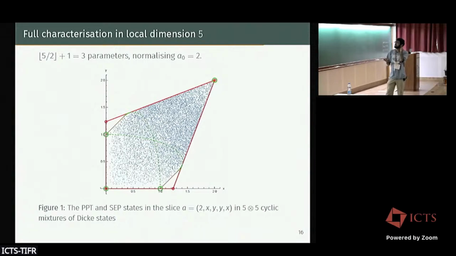the PPT cone in red. You can see it's a polytope. And you get this in blue, you have separable states. This is in dimension 5, and you see this is the separable part, and there's a slight curve and it joins the PPT cone. So in this region, you have PPT entangled states. This is the full characterization of the geometry in d equals 5.